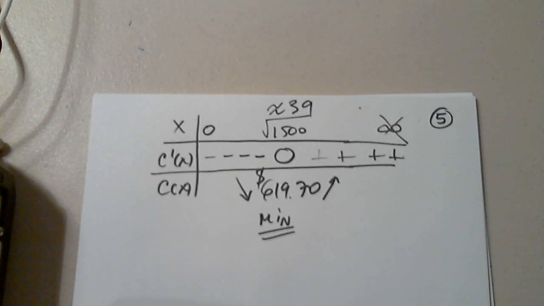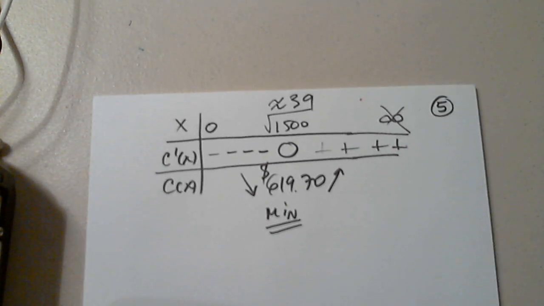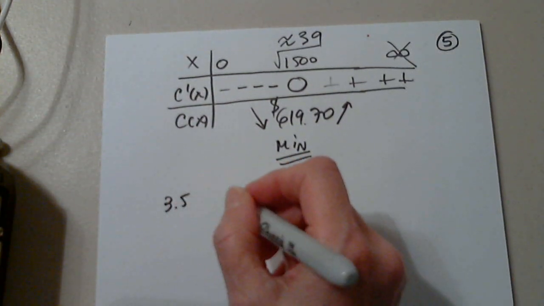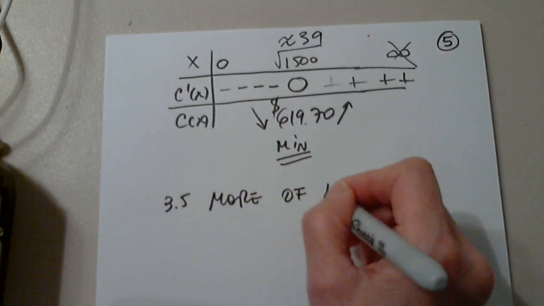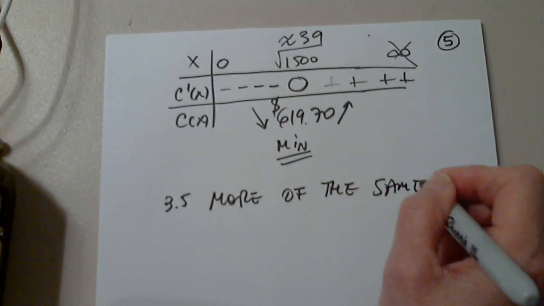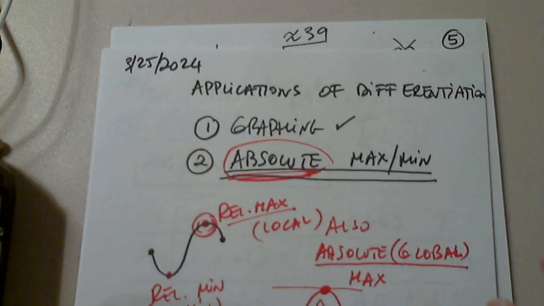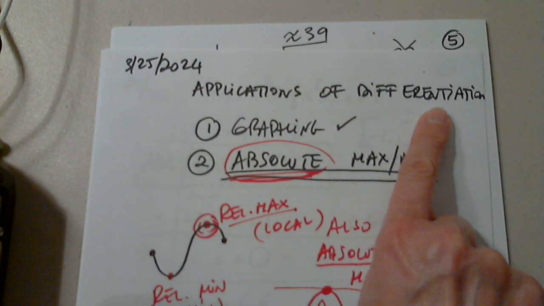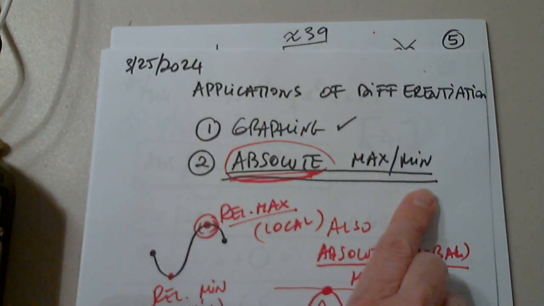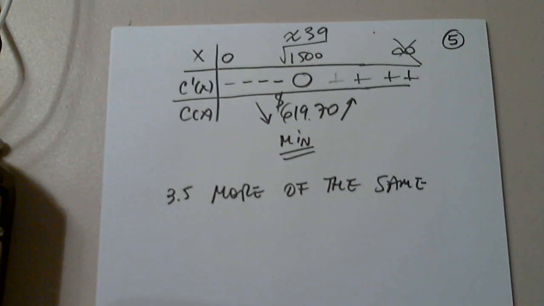Now the next section, which is 3.5, is all the same. So 3.5, more of the same. So let me go back to the first page. So graphing was one application of differentiation. The second one was finding absolute max min. The third one, again, finding absolute or relative or whatever we are asked max min. So I'm going to share my screen and jump directly to page 329.